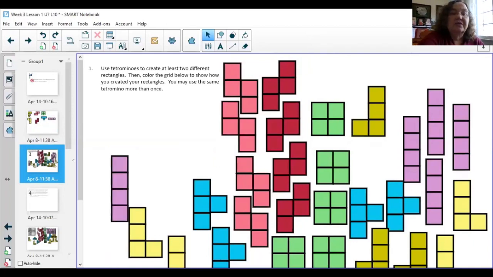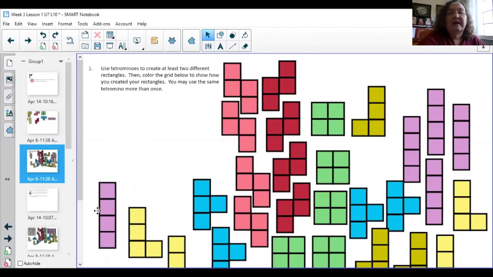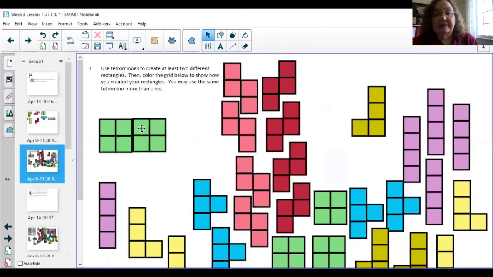That's right, we could use just this one because it is a rectangle and it's 1 by 4. But that's not very creative. How about if I used 2 of these? Yes, once again, I've made a rectangle this time. Now it is 2 by 4. 2 times 4 is 8. That's right, but that's not very creative.